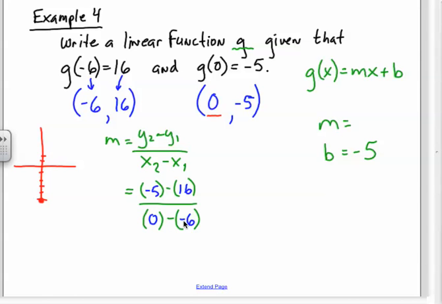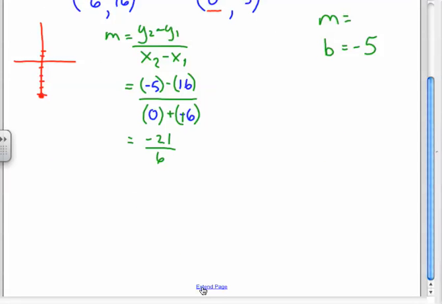Okay? They're separate things. So now, when I simplify this, I'm going to get negative 5 minus 16 is negative 21 over 0 minus negative 6. I got to add that, right? And that's going to give me 6. Now, this doesn't come out to a pretty number, but that's okay. I just need to reduce it. 3 goes into both of them. 3 goes into negative 21, negative 7 times, and 3 goes into 6 twice.